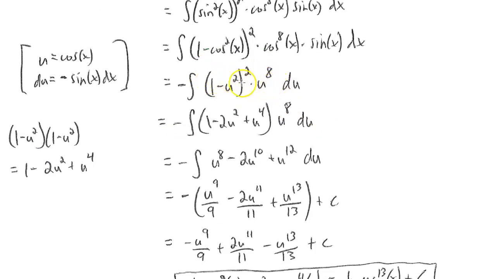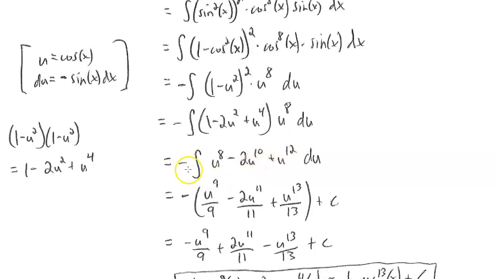Well, this is really just a polynomial if you multiply everything out. Now remember, 1 minus u squared, squared, is like 1 minus u squared times itself. If you FOIL this out, you get 1 times 1 is 1, a minus u squared and another minus u squared, that's minus 2u squared, and finally minus u squared times minus u squared is plus u to the 4th. So we can rewrite this, and then we multiply by u to the 8th. We distribute the u to the 8th and get u to the 8th minus 2u to the 10th plus u to the 12th.